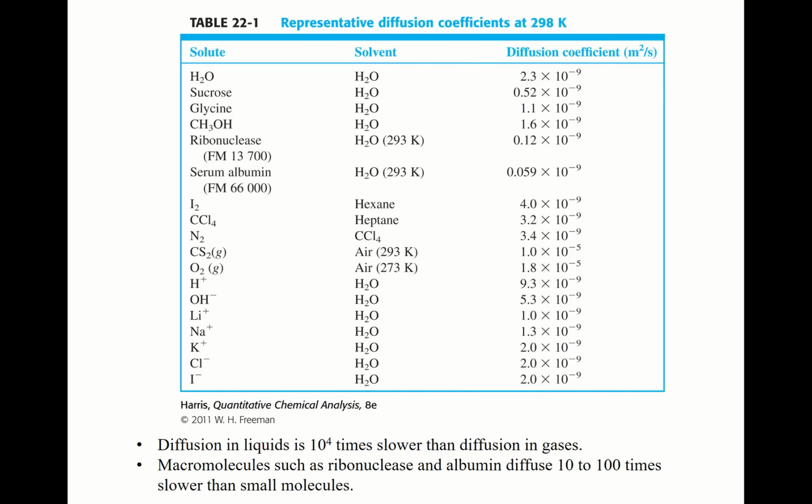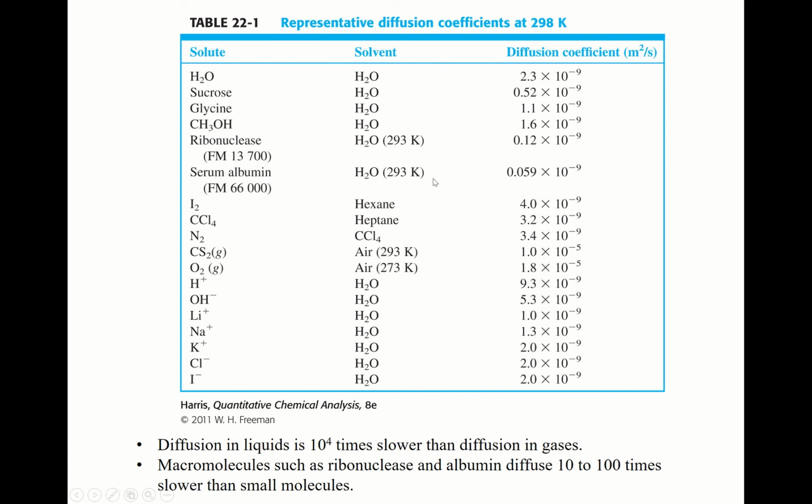Yeah, this table tells the representative diffusion coefficients at room temperature. Okay, the first column is solute and the second column is solvent. Okay, water also diffuses, right? Although it seems rather strange, diffusion coefficient is 2.3 times 10 to the minus 9 square meter per second. And sucrose in water, diffusion coefficient is smaller because sucrose is a much larger molecule than water. And glycine is smaller than sucrose, and diffusion coefficient has this value.